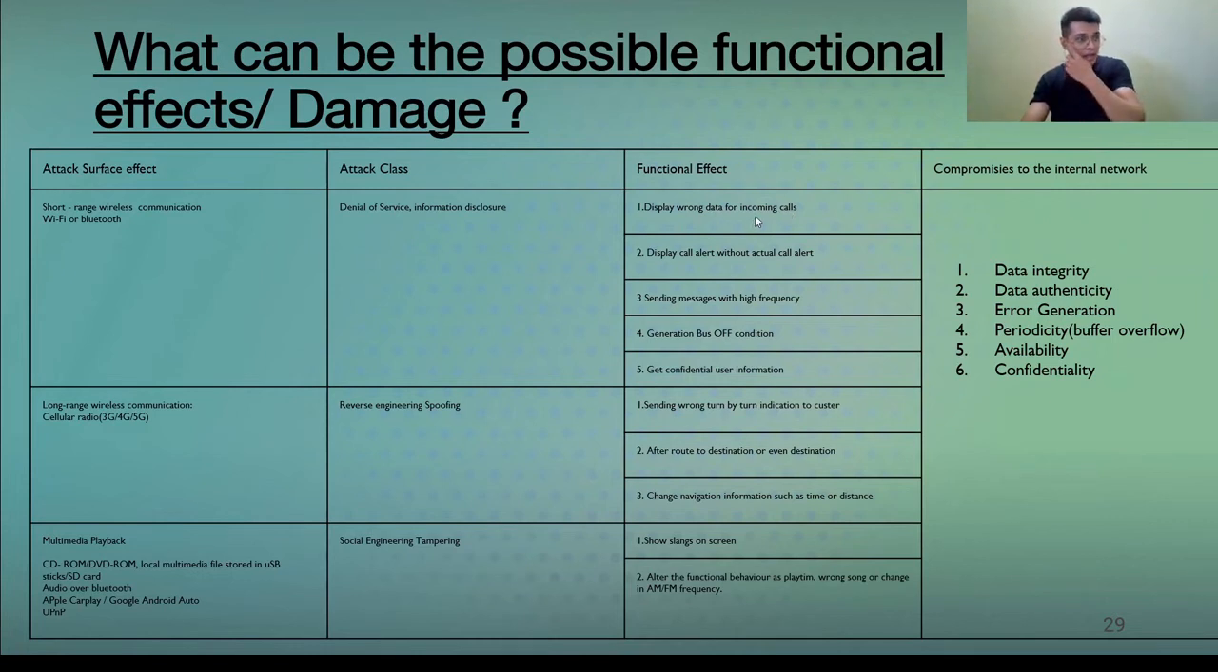Then changing the route is a more severe attack than just changing the incoming call information. So the rating could be 2 or 3, and if there is some damage which is literally life threatening, those damages are given the rating of 5. This is how we do the impact rating.